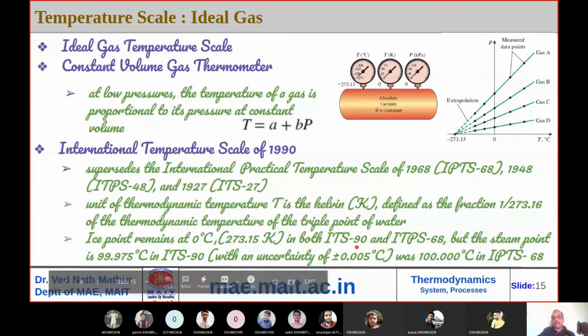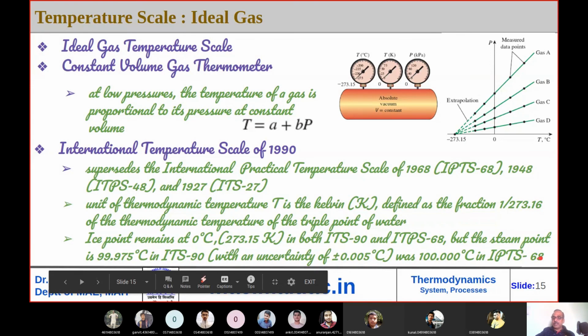These are the conferences which take place where renowned scientists from all over the world gather together and decide on the reference point of temperature. So this is the International Temperature Practical Scale of 1968, meaning the conference which took place in 1968. There they decided, okay, we'll consider this as 0 degree Kelvin or 0 Kelvin. Steam point is 99.975 degree centigrade in ITS 90, with some uncertainty, and it's 100 degree centigrade in ITPS 68.